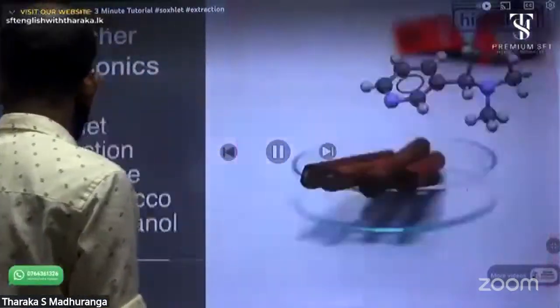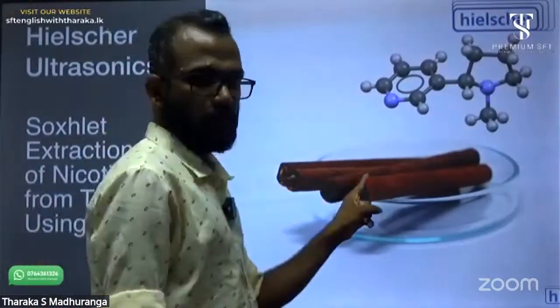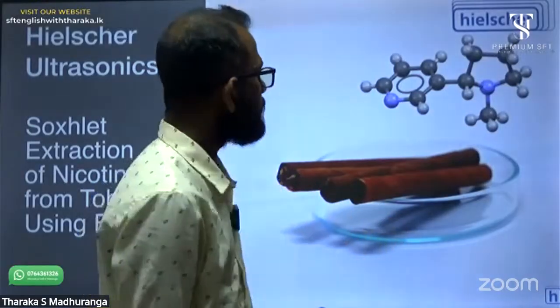Process. We demonstrate extracting nicotine from tobacco using ethanol. This is a nicotine extraction process, right? Do you remember nicotine is an alkaloid type? I think you can remember.